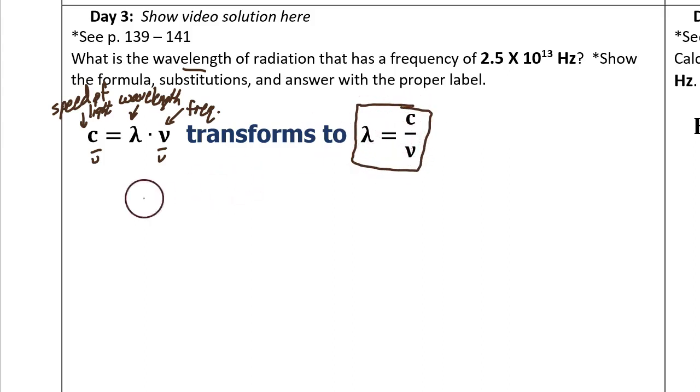Now we're going to make substitutions. In place of the c, write down the number that is always used for speed of light: 2.998 times 10 to the 8th power meters per second.